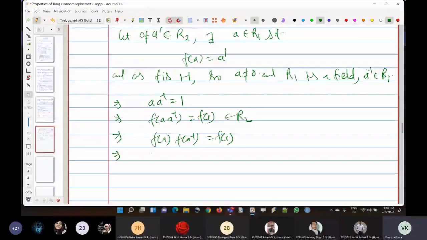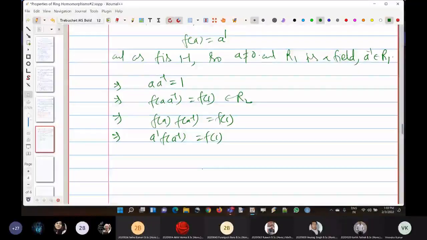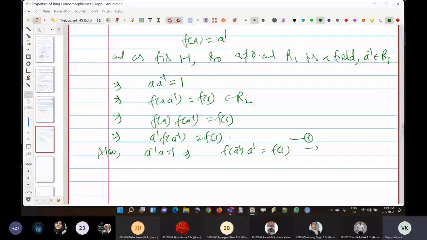Okay, let us see then. So f of A, we can write A dash. F of A inverse equals f of 1. Fine. And also A inverse A equals 1. This would imply that f of A inverse of A dash equals f of 1. Fine. So this is 1, this is 2.